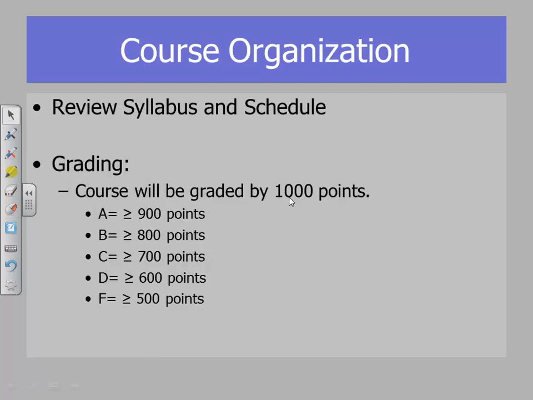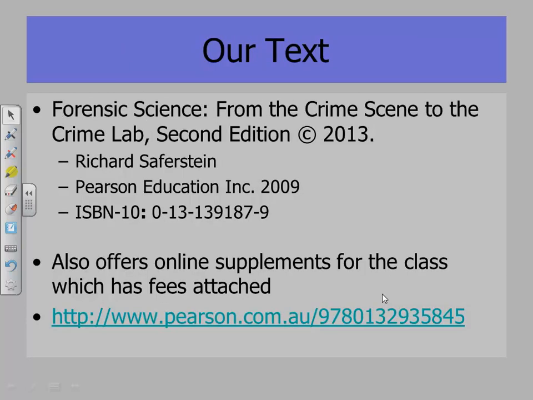So today our goal is to review the syllabus and the schedule. And so the grading of the course is for 1,000 points. So if you get 900 points or above, you'll get an A. If you get 800 points or above, you'll get a B, and so forth. So it's pretty straightforward.